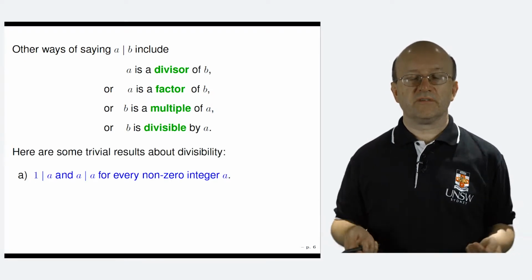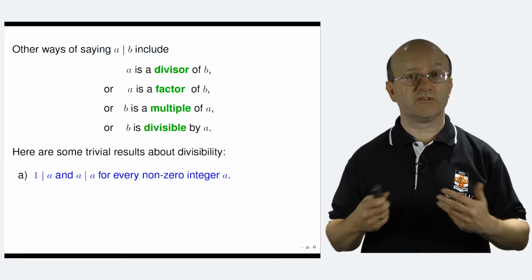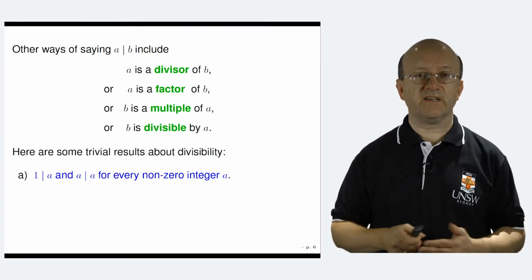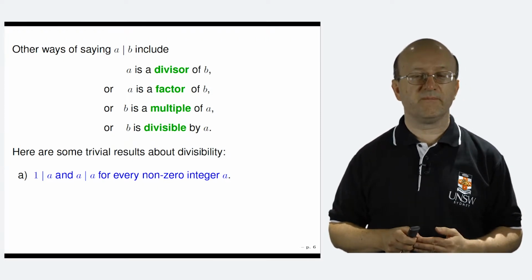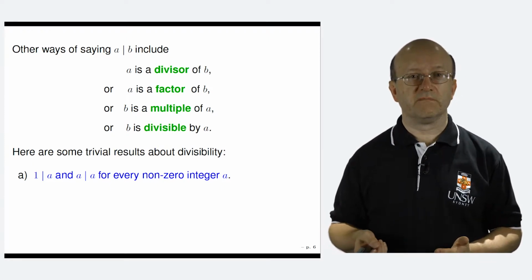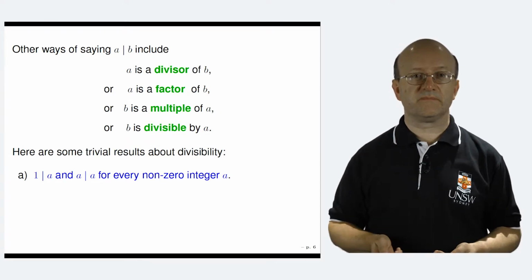So here are some trivial results about divisibility before we go any further and look at something more interesting. The first one is that 1 divides a and a divides a for every non-zero integer a. This is pretty obvious, right? 1 divides a because 1 times a is a, and a divides a because a times 1 is a.